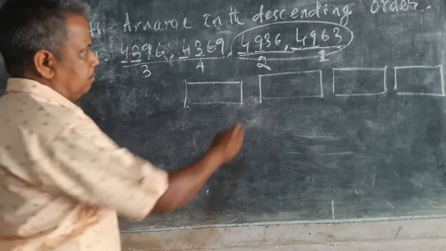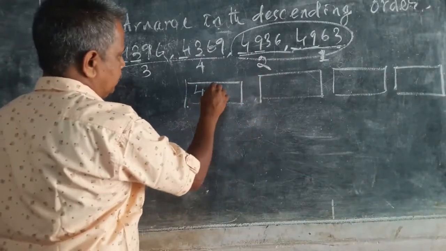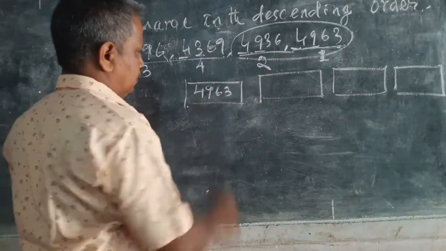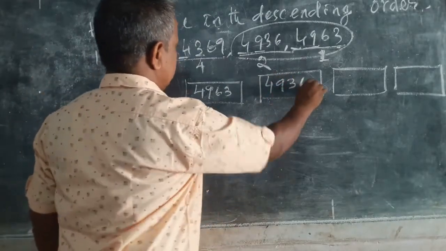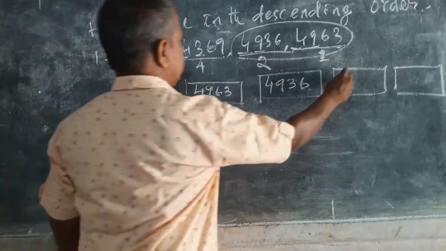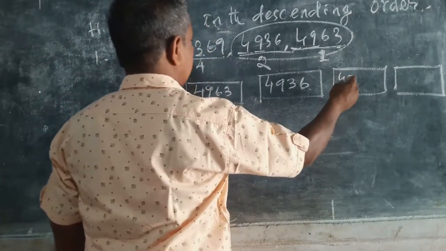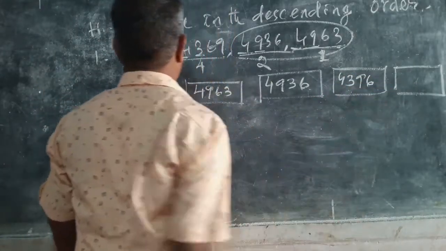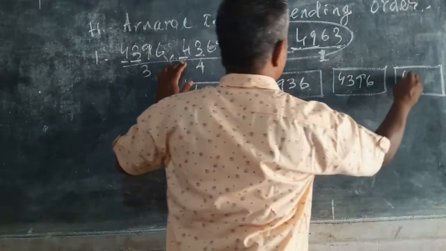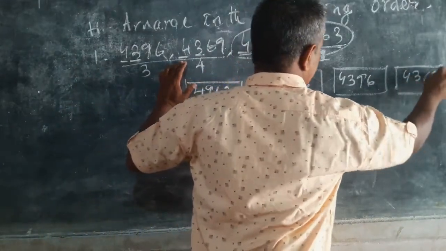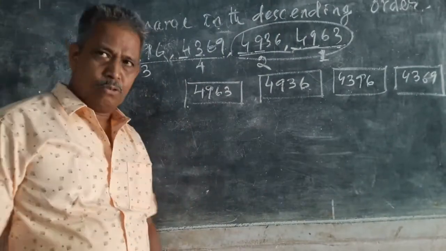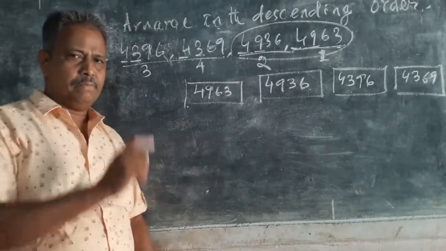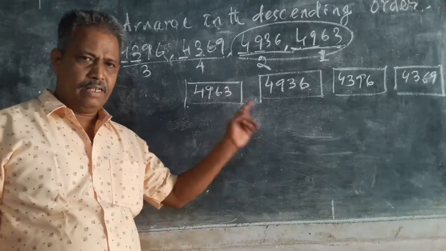We will write first 4963, then 4936, then 4396, and then 4369 is the answer. In this way, you have to do all the rest programs. Okay, you see, understood?